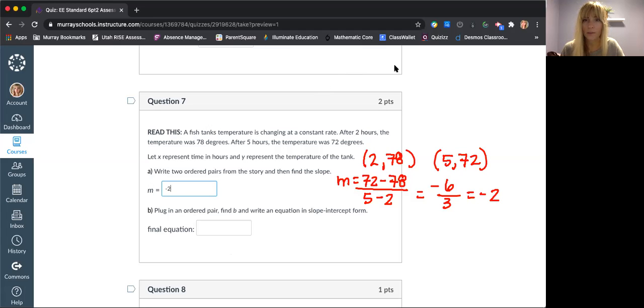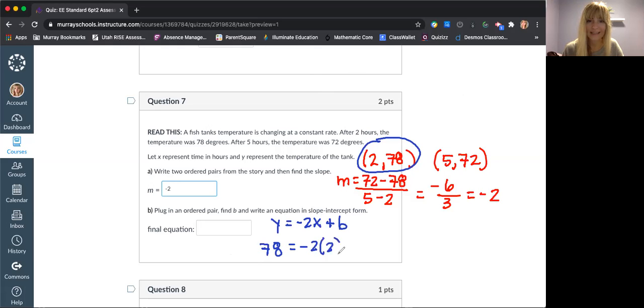Now we are going to plug in an ordered pair to find B and finish our equation. Here we go. Y equals -2x plus B. I'm just going to use this first ordered pair. Doesn't really matter. But what matters is that I put Y in for Y and X in for X. That would really mess things up here if I switch those around. 78 equals -4 plus B. Add 4 to both sides. And 82 is B. We are now ready to finish our equation.